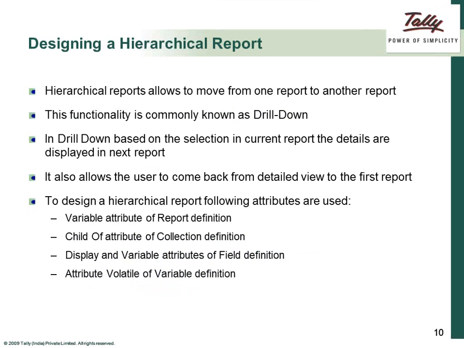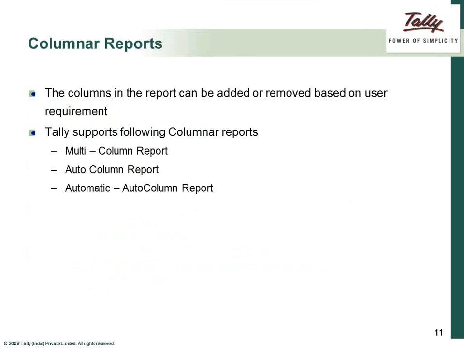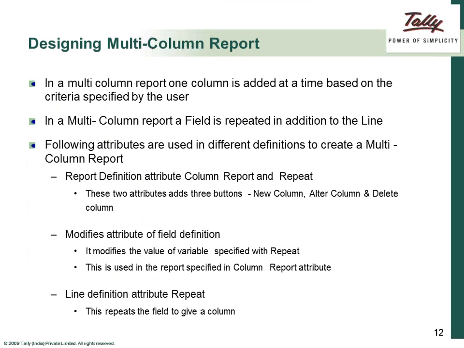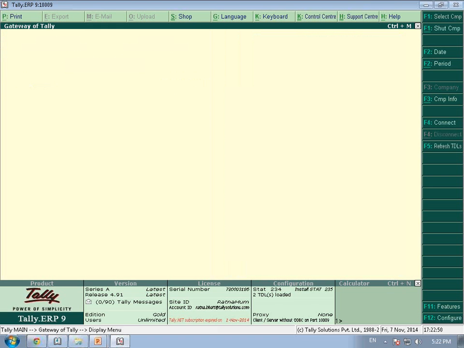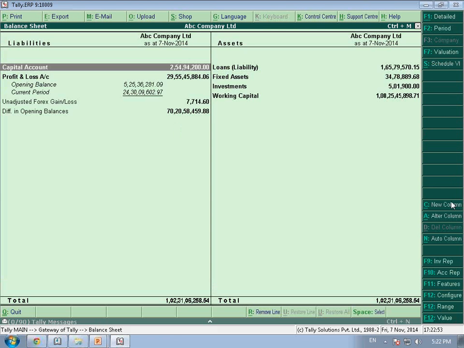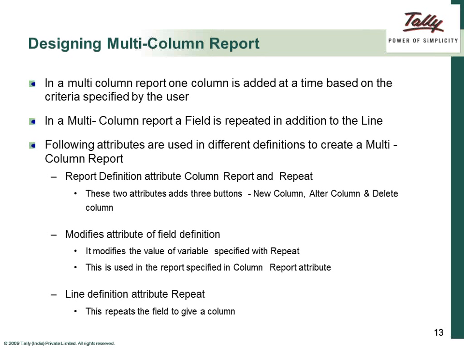So we did the hierarchy report, we did the explode, and now we come to the columnar report. So there are three types of columnar report that we have: multi-column report, auto-column report, and auto-column report. Multi-column report is nothing but balance sheet, and this that we have also we have this C and A and Alt D. These are for multi-column report.